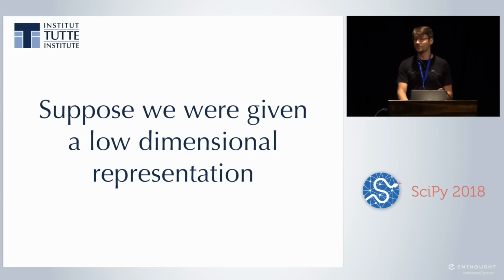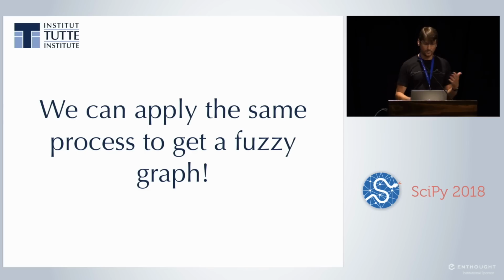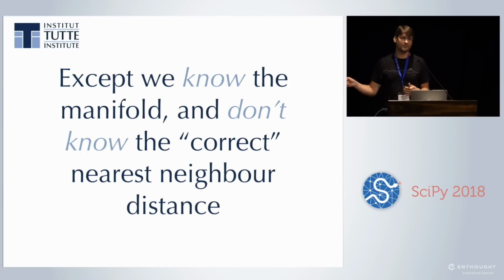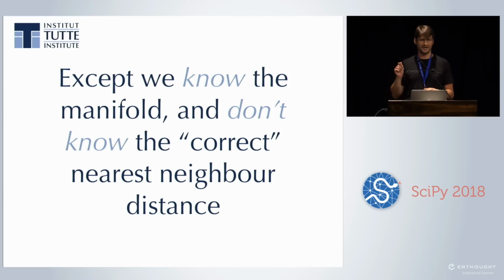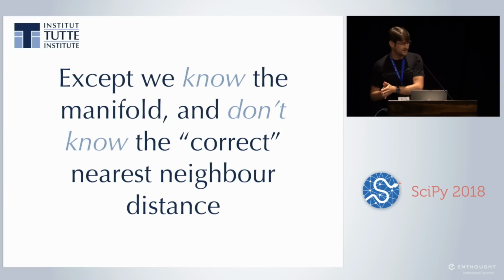Okay, so suppose we were given some low dimensional representation of the data. Well, we can apply the same process and get a fuzzy graph for that. But now it's a little different, because this time around we know what the manifold is. If I want to embed the data in R2, in two-dimensional space, I know the manifold, it's R2. I don't have to try and infer the manifold. But we don't know this correct nearest neighbor distance for that local connectivity thing, so we're going to have to pass that in as a hyperparameter.